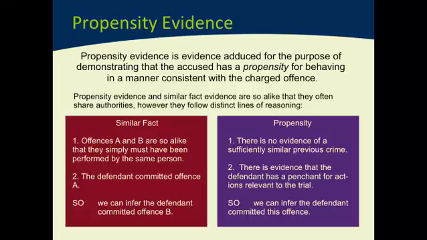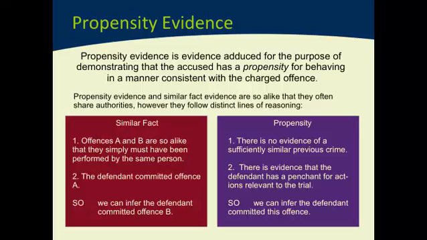So we can compare similar fact and propensity evidence to show that they're a little bit different. Similar fact evidence says offences A and B are so alike that they simply must have been performed by the same person. Propensity evidence says, well, we don't really have a similar crime that we can look at, but we do have evidence that the defendant has a penchant for the type of actions that are relevant to this offence, so we can infer that the defendant has committed this offence.